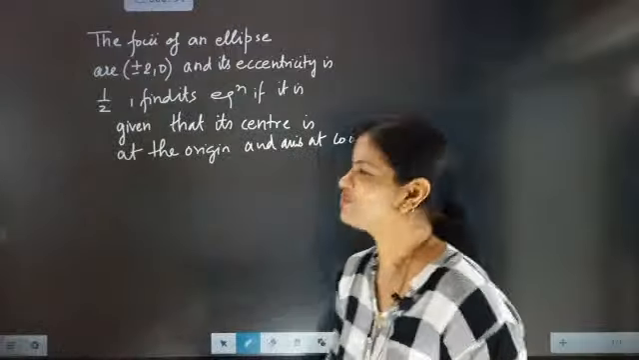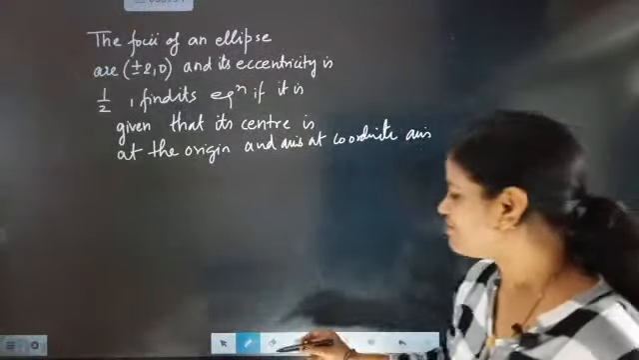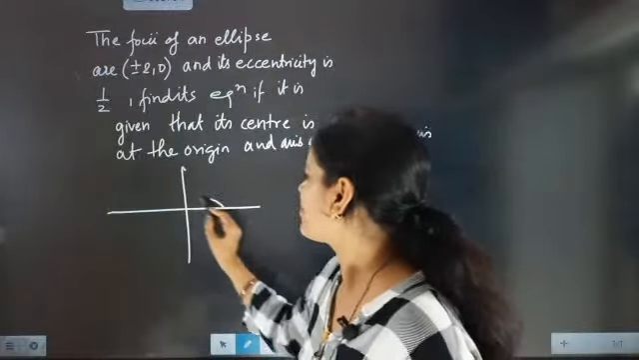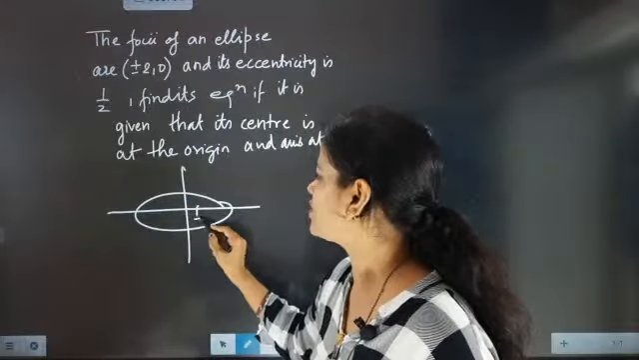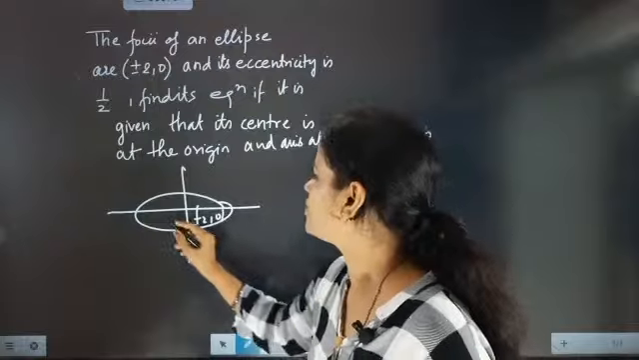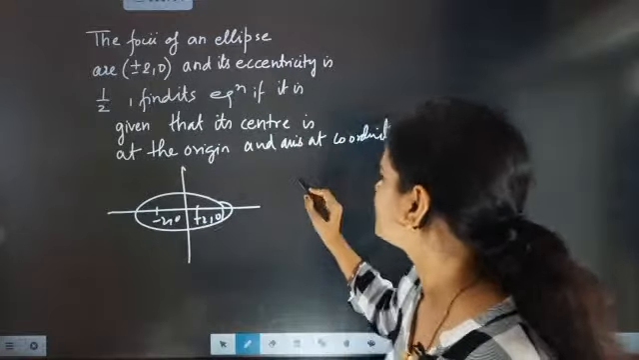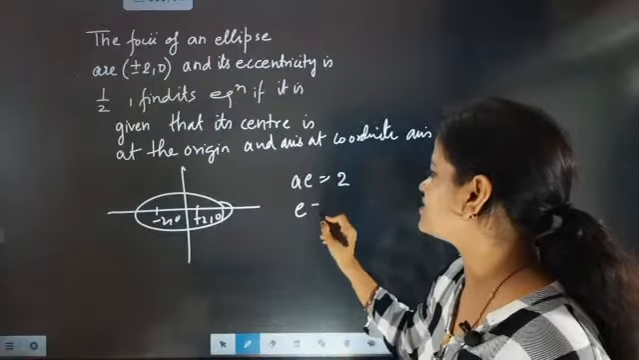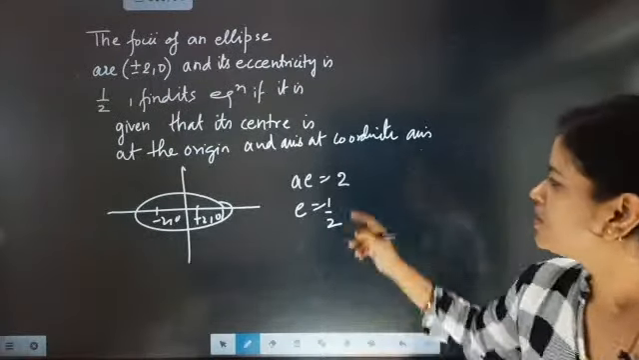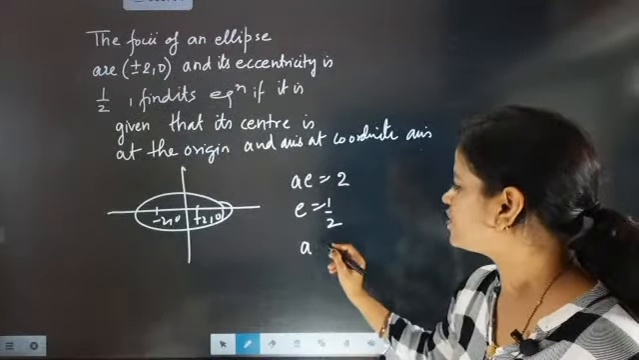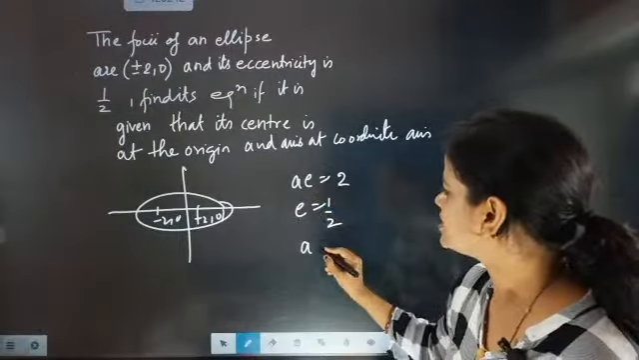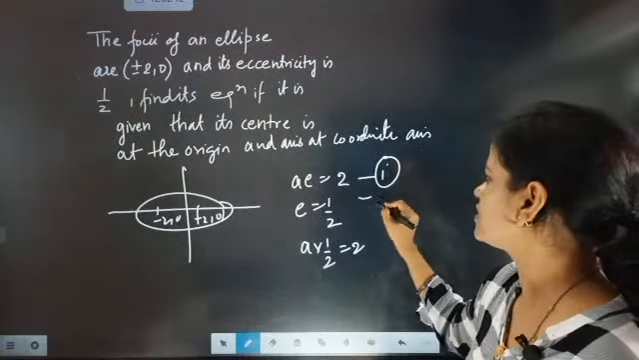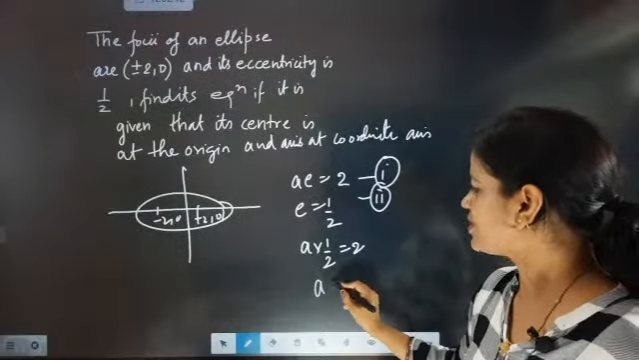Super, super. So now what is given here? By seeing the focus itself, we can exactly say the focus point is coming as plus 2 comma 0 and here minus 2 comma 0. So AE is coming as 2. Eccentricity is given as 1 by 2. So A times 1 by 2 equal to 2. By using these two, A will be coming as 4.